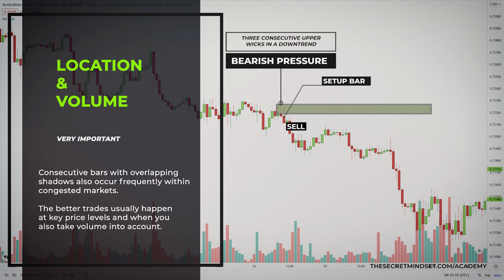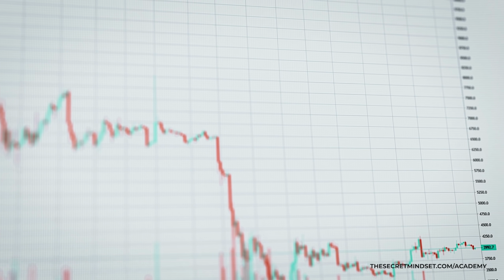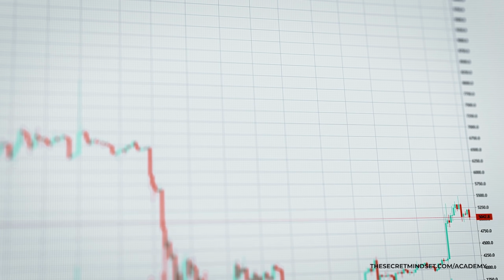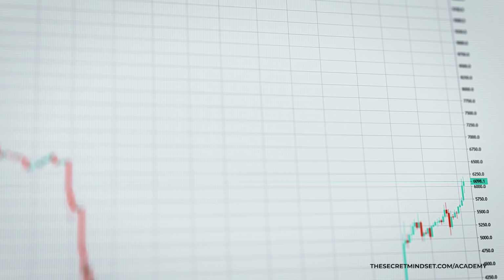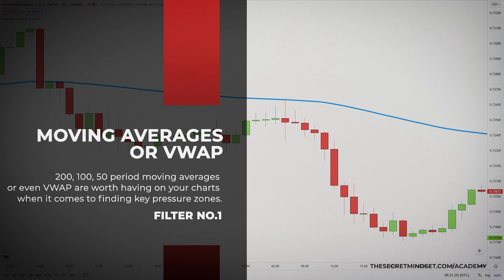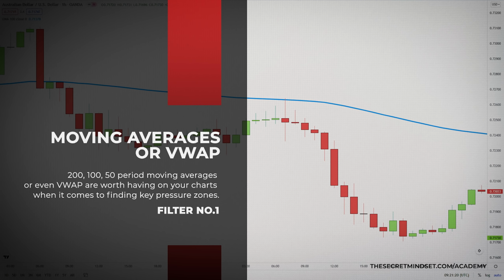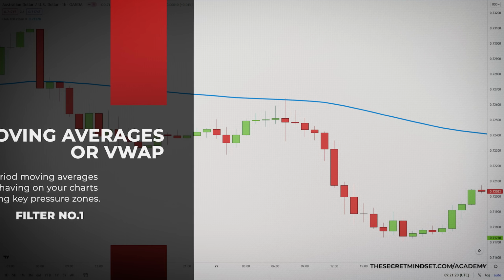Instead of taking signals and trades all over the place, the better trades usually happen at key price levels and when you take volume into account. So location of the pressure zones and volume are very important to filter those bad zones that are offering false signals. A good filter would be a common moving average. The 200, 100, the 50 period moving averages, or even the VWAP are worth having on your charts when it comes to finding key pressure zones.